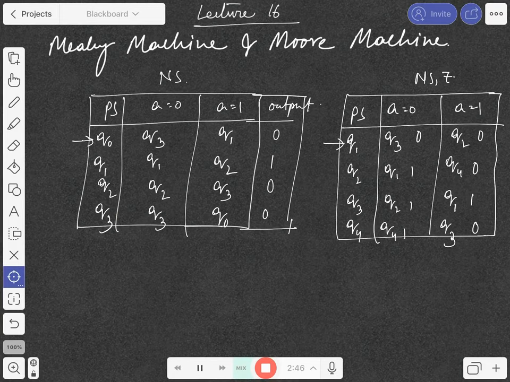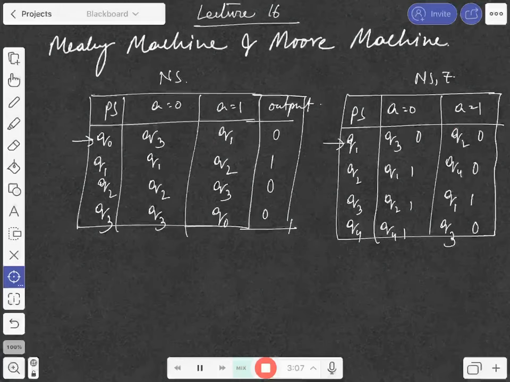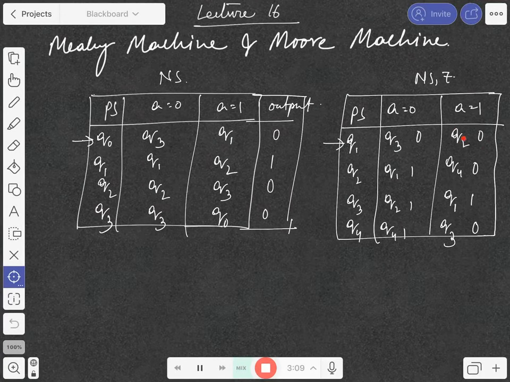Whereas in the next table, for the initial state Q1, if I give 0 input, it goes to the next state Q3, and the output it is showing is 0. Means that this 0 output is associated with the next state Q3. Whereas if I give an input 1, it transits to Q2, that is the next state is Q2, and the output 0 is associated with Q2 only. Now try to figure out the basic difference between the outputs displayed in these two tables. Here the output is associated with the present state, here the output is associated with the next state.